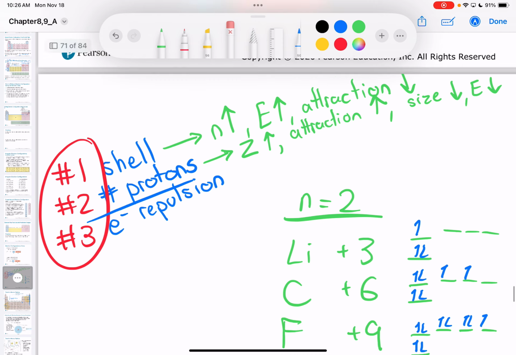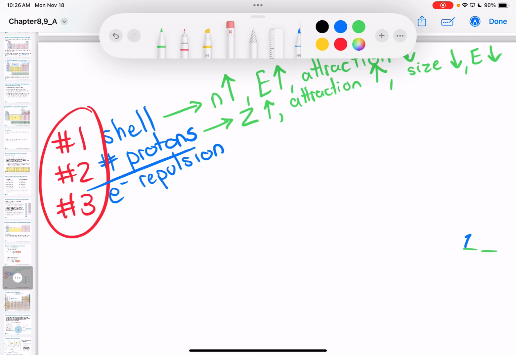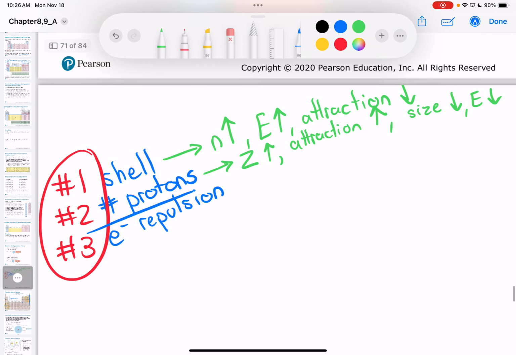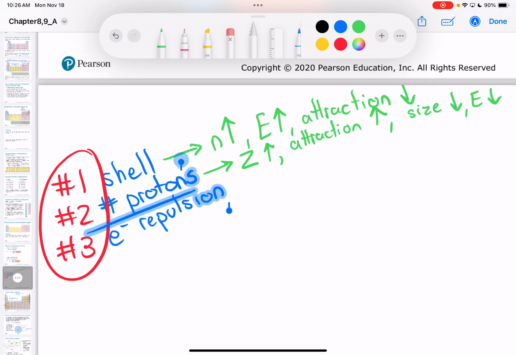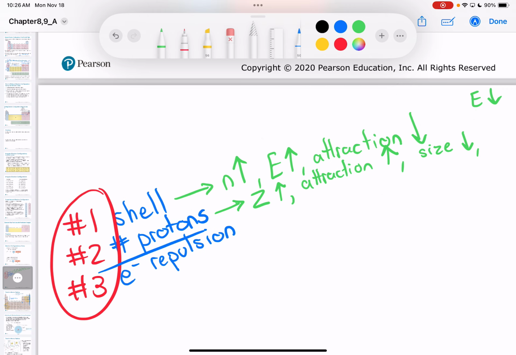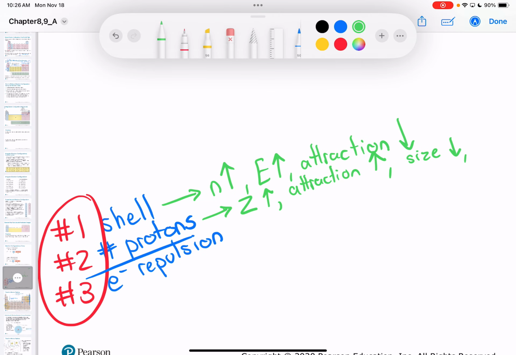And maybe we'll move this down a little bit so we can talk about size for the shell as well. There's got to be a way to select all without having to just circle it every time and miss things. Okay, so energy also goes down. So on the shell one, as the shell gets bigger, the energy gets bigger, the attraction gets less, the size gets more.